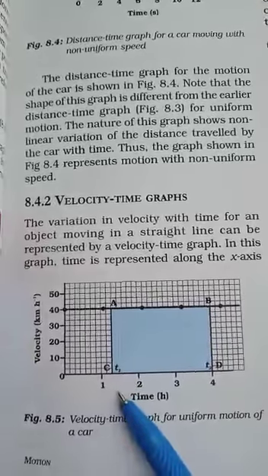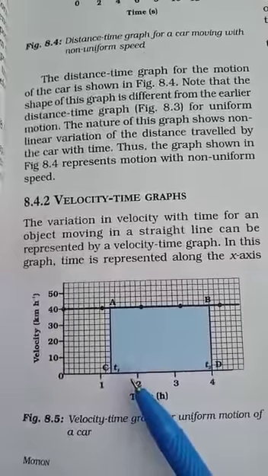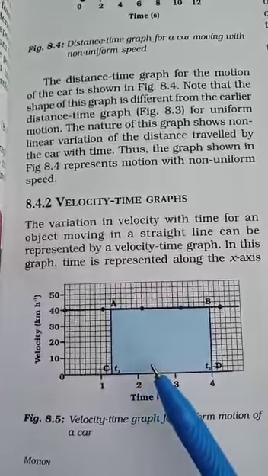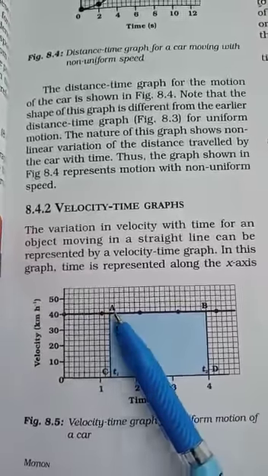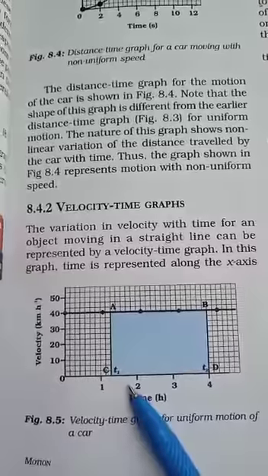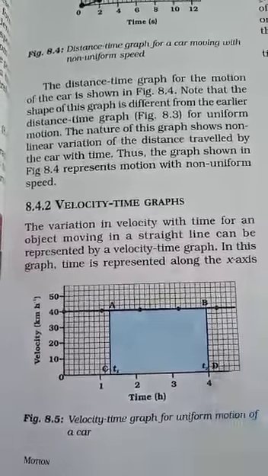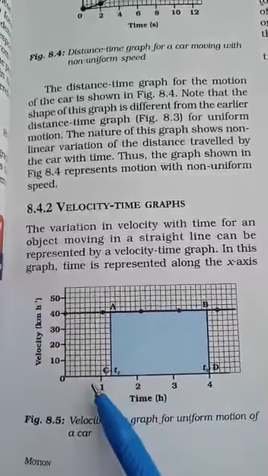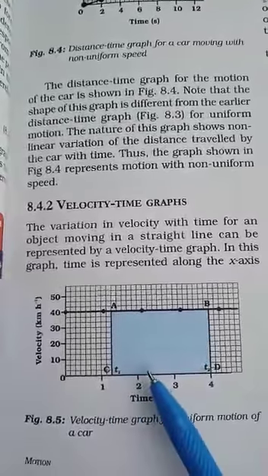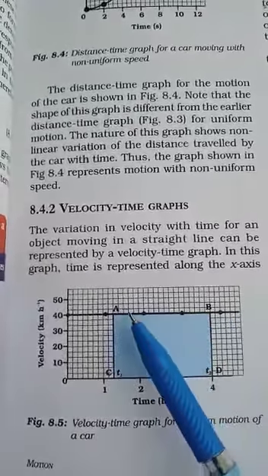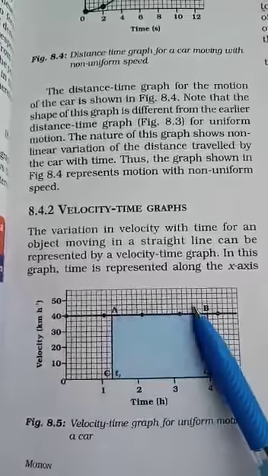The velocity of 40 kilometer per hour is represented by AC or BD, and the time T2 minus T1 is represented by the length AB.